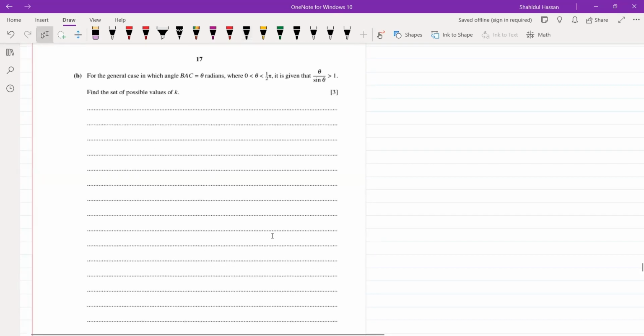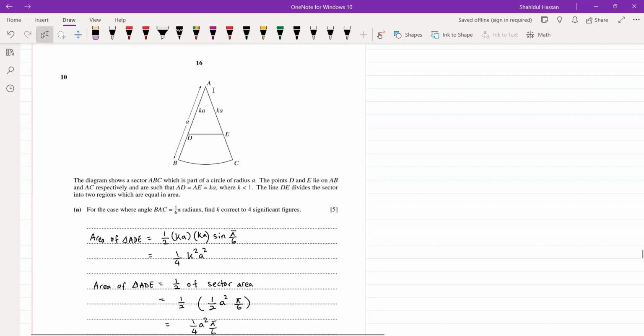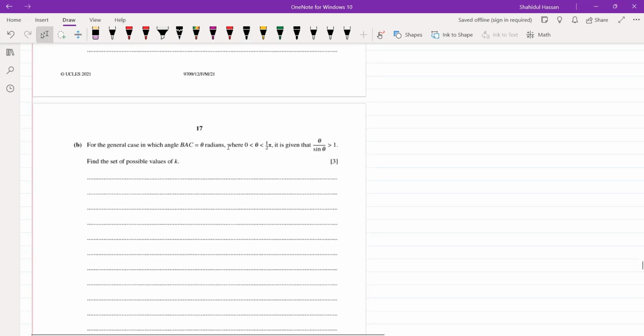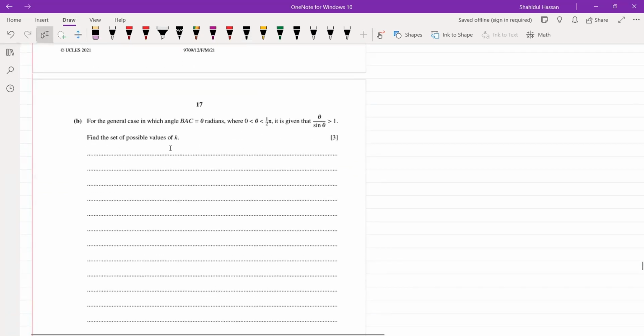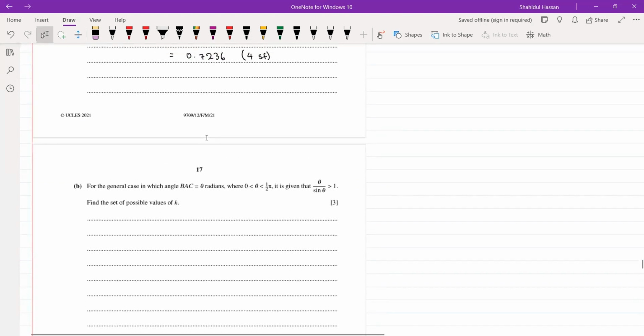Now we go to the next part. The next part of the question says, for the general case in which angle BAC is equal to theta radians, this time we cannot consider the angle as pi by 6. This time the angle is theta radians. Find the set of possible values of k. So what can we do now? Once again, we're going to use the same formula.